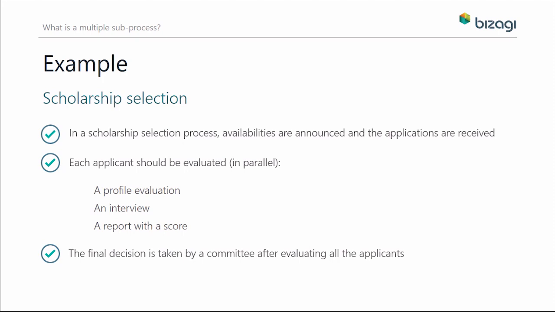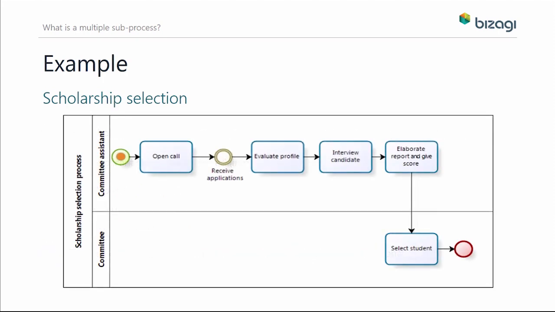In the first activity, some information is included to open the scholarship and the applications are received. After that, each applicant should be evaluated by different judges. This evaluation should be performed several times, one for each applicant. See the simulation of the following diagram.